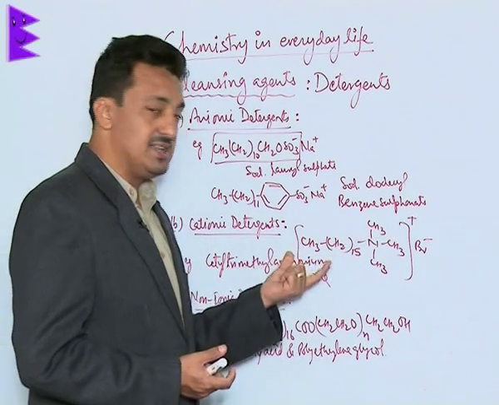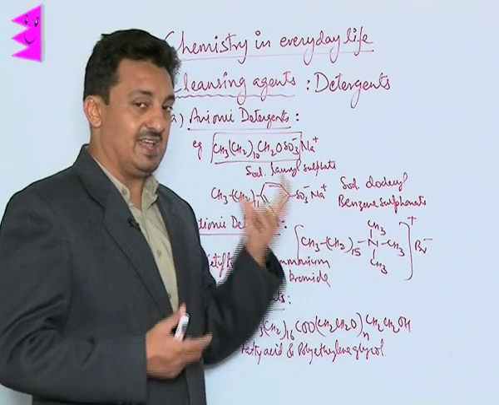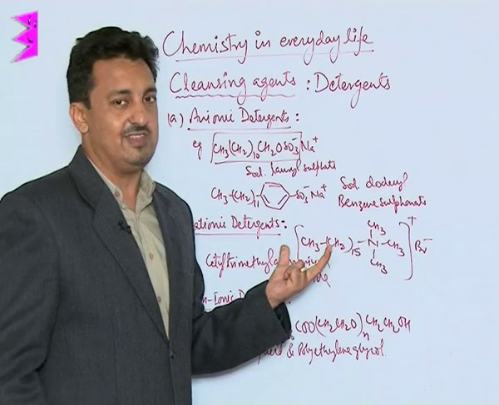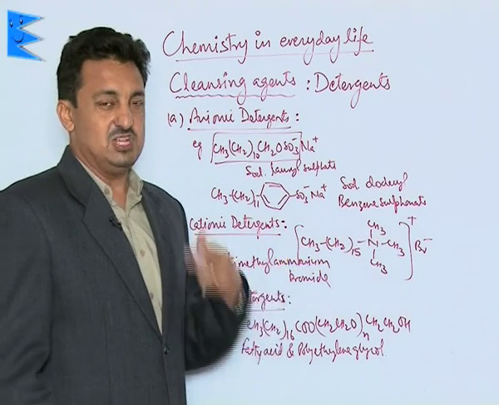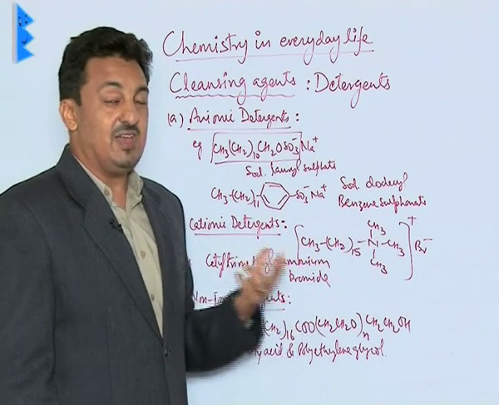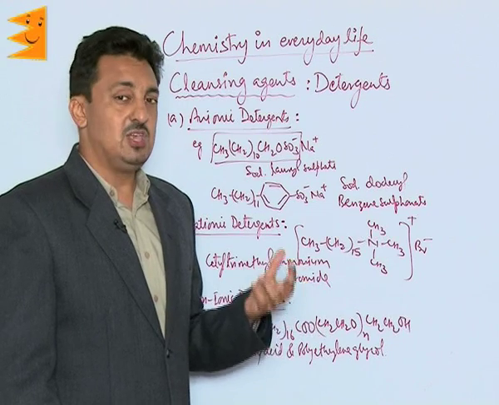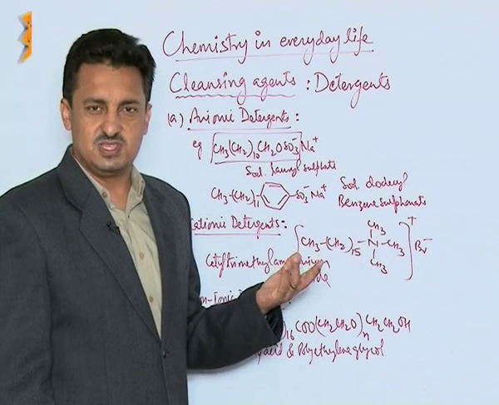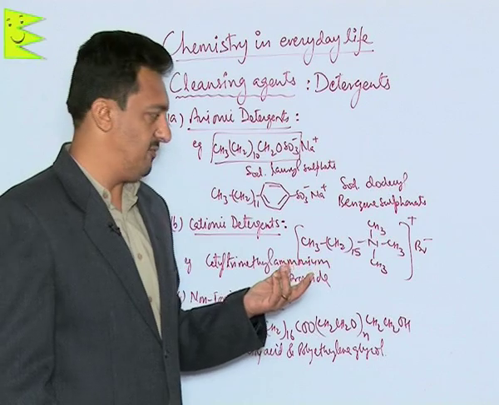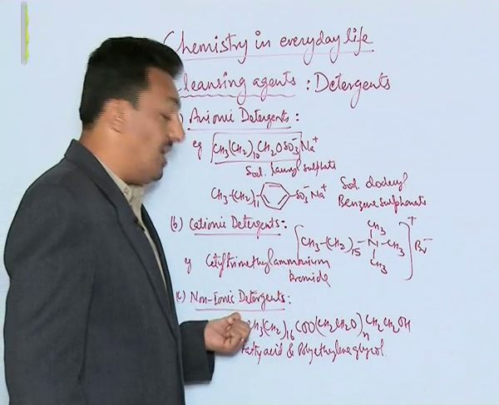So these cationic detergents have a cation as the major molecular species which leads to the formation of micelle, due to which they show their cleaning action. Now they are very expensive in nature. Therefore they are used in very expensive detergents which we use in our day-to-day life. Then we have non-ionic detergents.